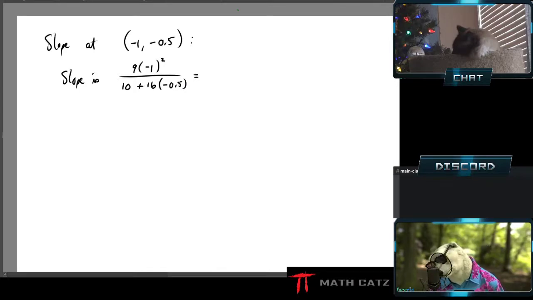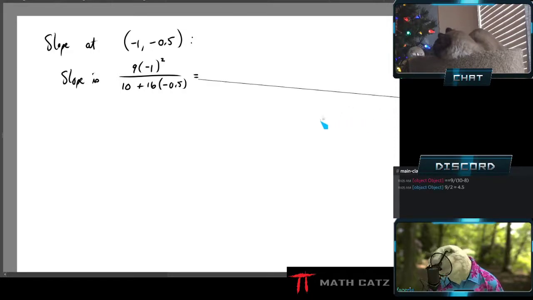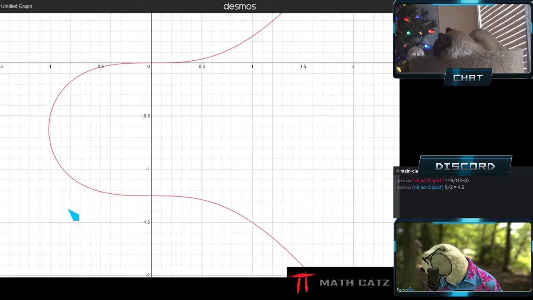That's just 9 divided by, let's do it anyway. I know we can do it in our heads. 10 minus 8, right? Half of 16. 4.5, 4.5. Does that make sense? Look reasonable?